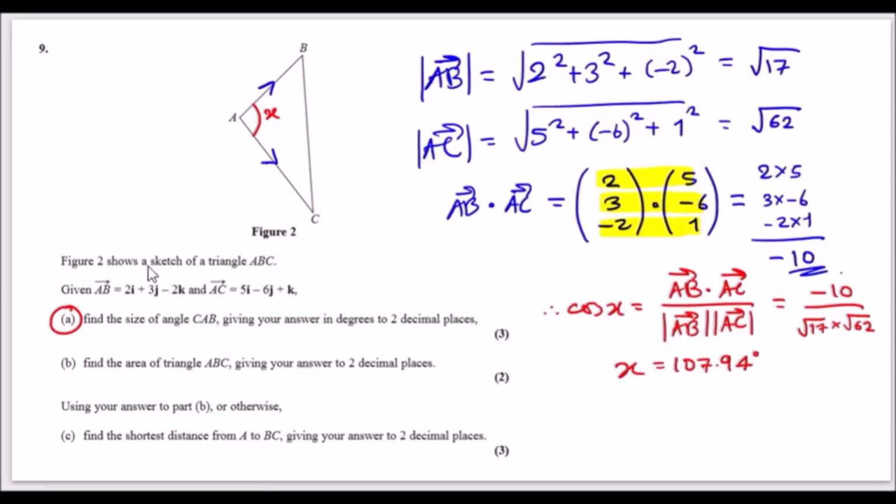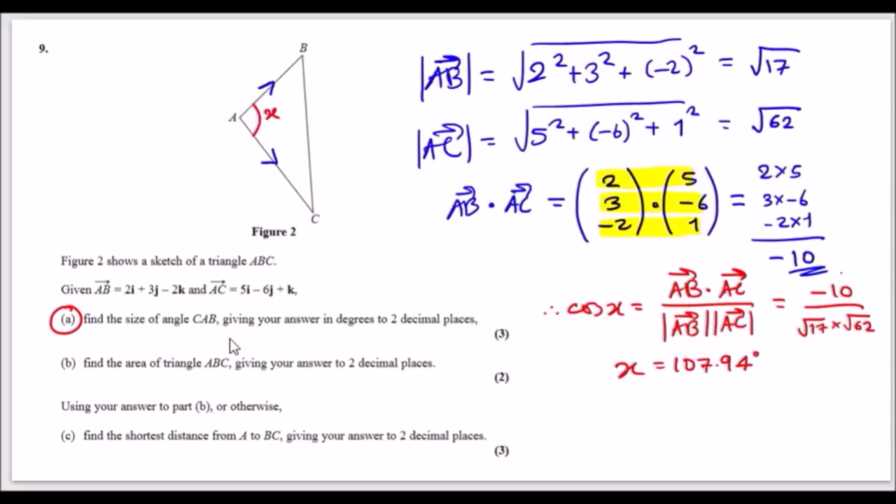So figure 2 shows a sketch of a triangle ABC. Given AB is given by some vector interpretation and AC is another one. Find the size of angle CAB. So CAB is from C to A to B. So I just label that X to make it easy.